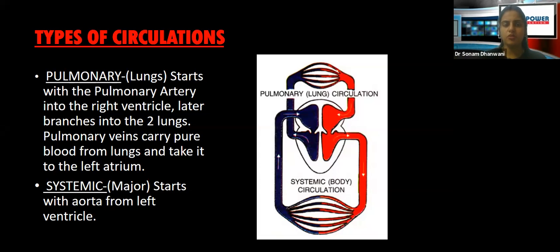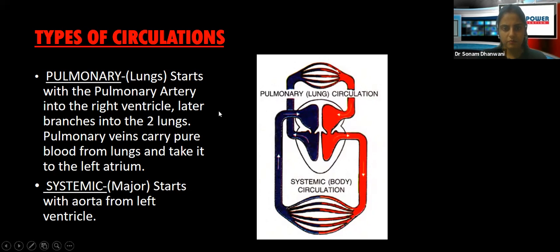The next type of circulation is the systemic circulation, the regular circulation that we have seen, which starts with the aorta from the left ventricle. Just keep these basic things in mind. Nobody is going to ask you about the basic types of circulation, but all you need to know is there are two types of circulation. One is the pulmonary one, with regards to the lungs, and the other is the systemic circulation, also known as major circulation.